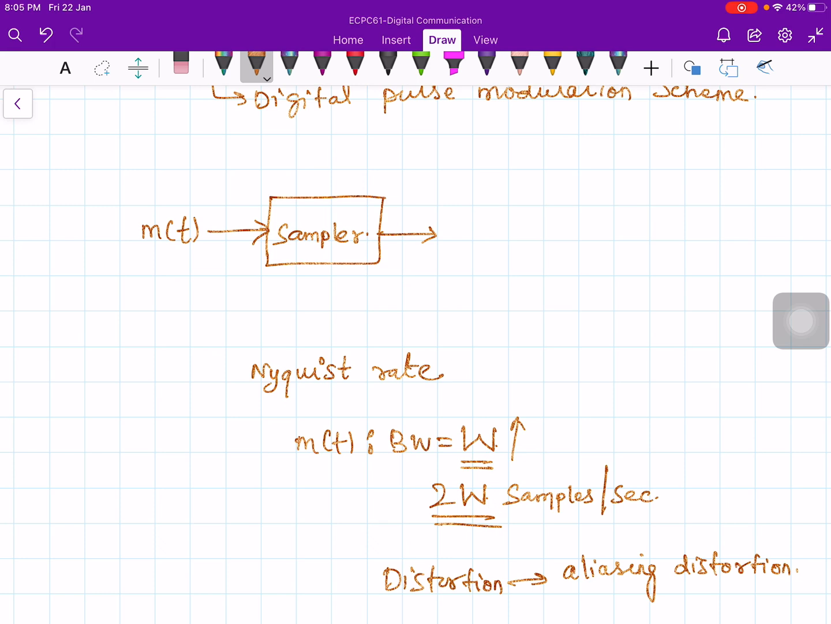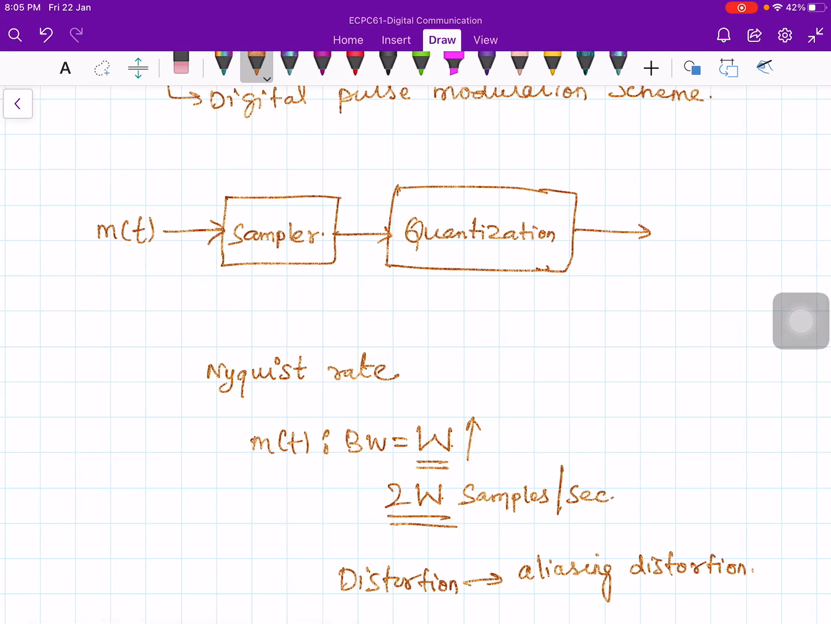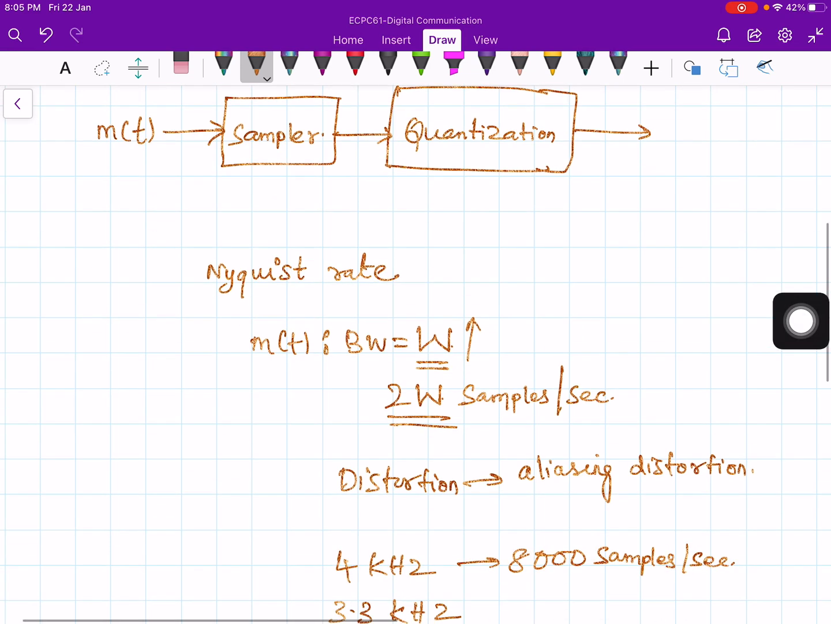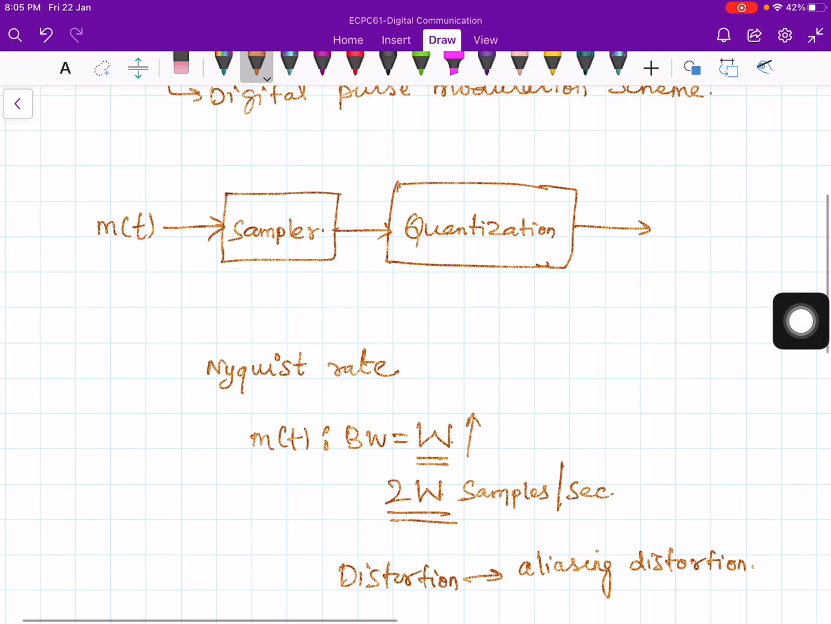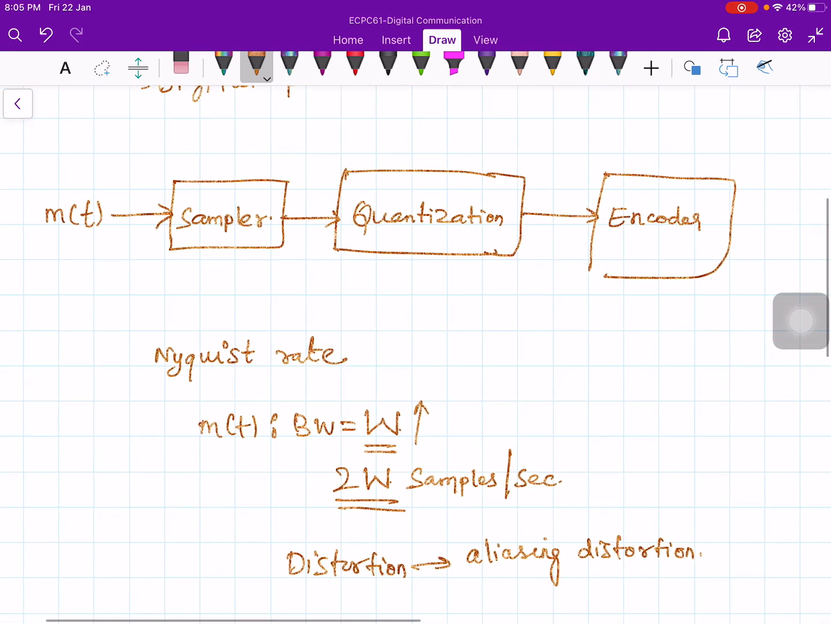After sampling the signal, the most important step that you carry out in pulse code modulation is that of quantization. We will soon see what a quantizer does, and immediately following that quantization there is another block called an encoder. These three building blocks are the key components of pulse code modulation.